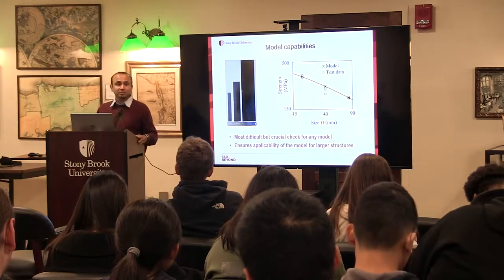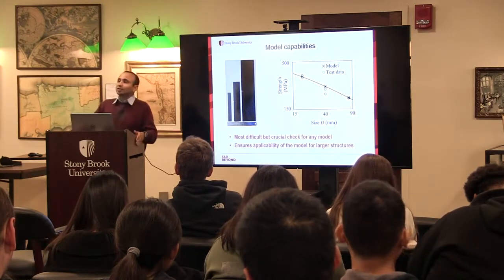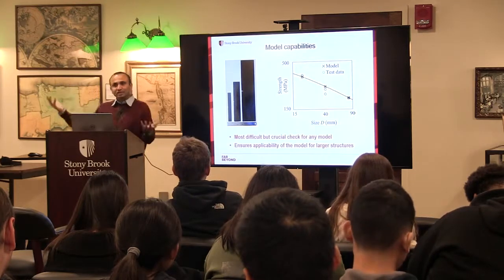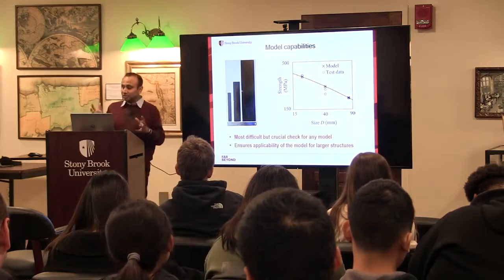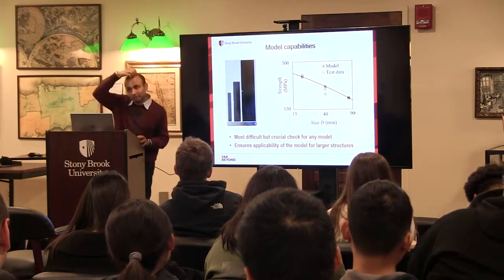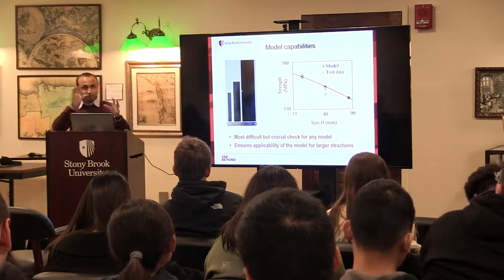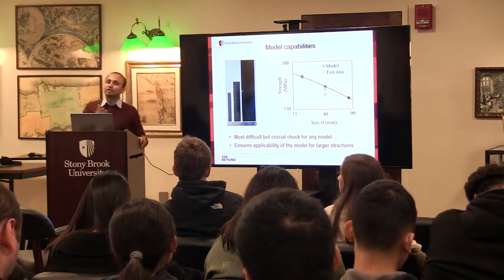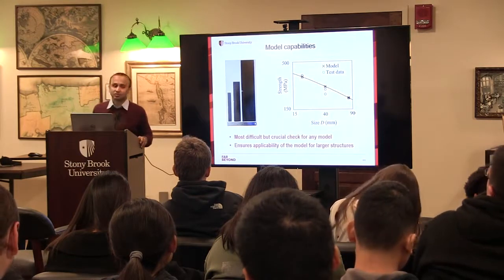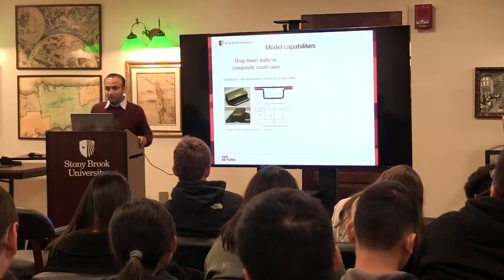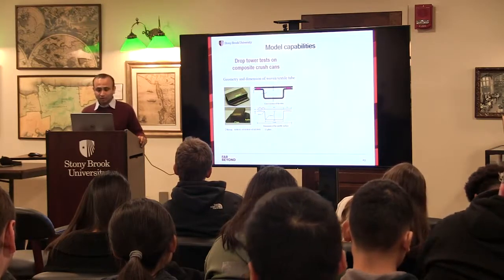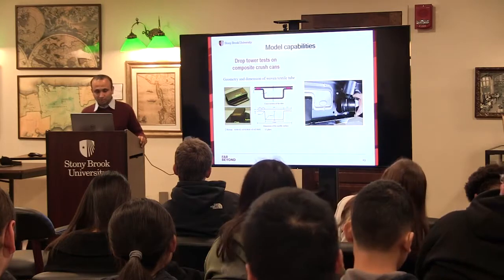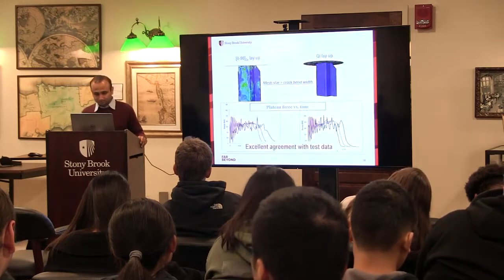So what does that mean? That means you can use the model for a structure of any size. Now you don't have to physically test it. You have sufficient confidence that you can capture this failure at multiple sizes, and therefore you can use it on other structures. So we used it for designing these crush cans. I will show you some simulations.